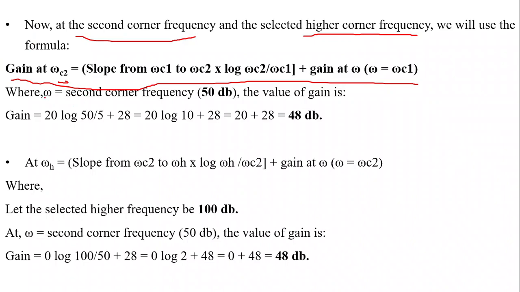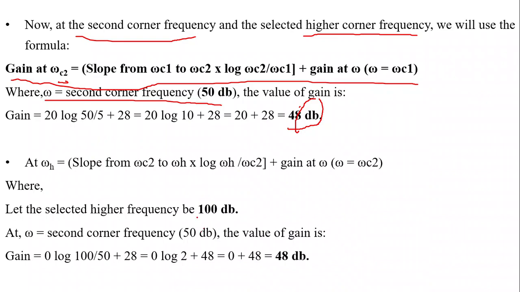So we take omega equal to the second corner frequency, that is 50 radians per second. We substitute this value in the above formula. So gain equal to 20 log of omega C2 over omega C1, that is 50 divided by 5, plus 28. At last, 20 log 10 gives a value of 20, and the gain value is 28. So at the second corner frequency we get 48 dB. And then we have to find the gain at the higher frequency.